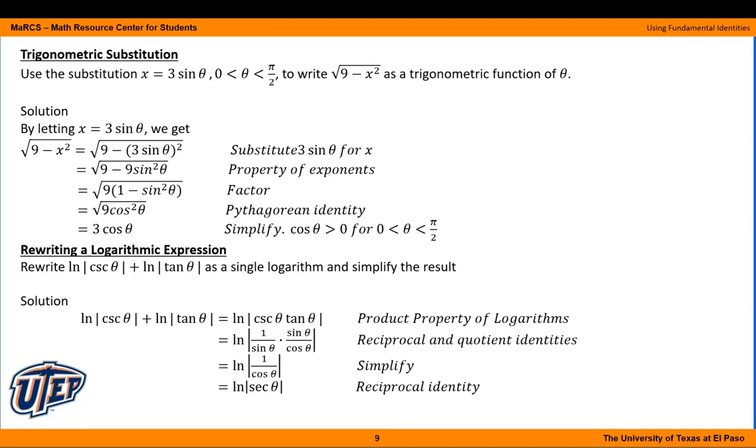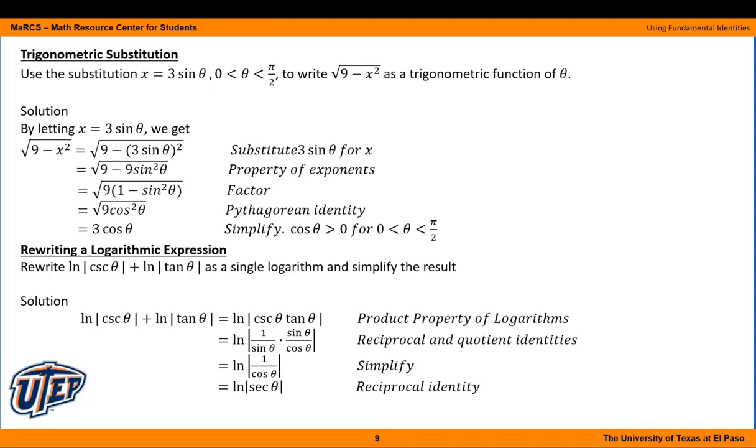Our final slide introduces two additional applications. The first is trigonometric substitution. We're asked to rewrite the square root of 9 minus x squared using the substitution x equals 3 sine theta. After substituting, we factor and then apply the Pythagorean identity. This transforms the expression into 3 cosine theta. Trigonometric substitution is an important technique that becomes especially useful in calculus.